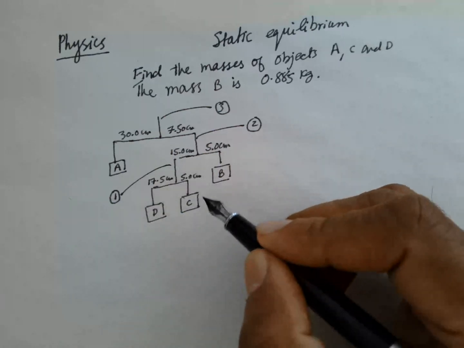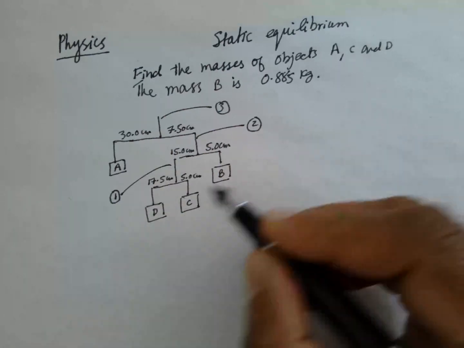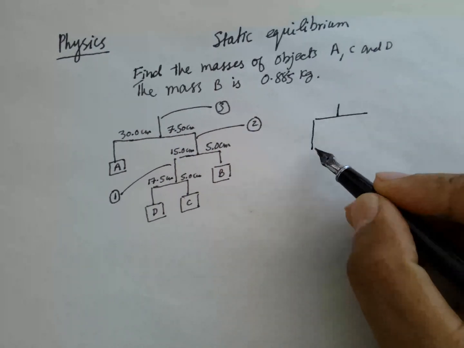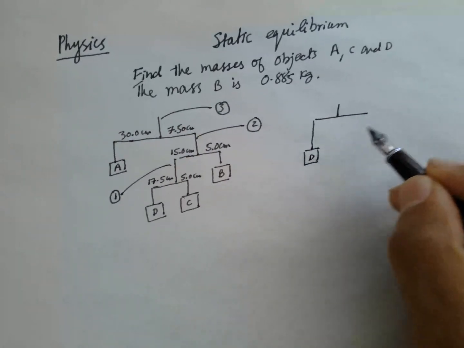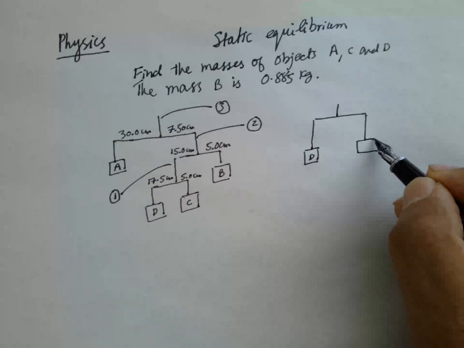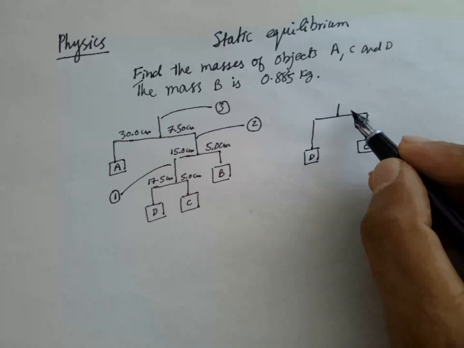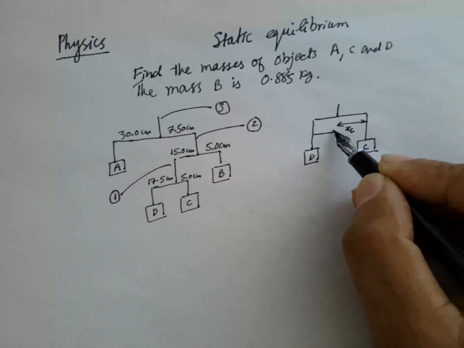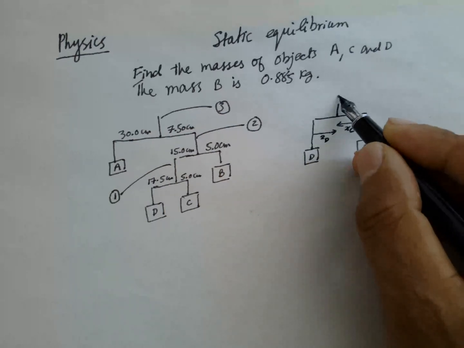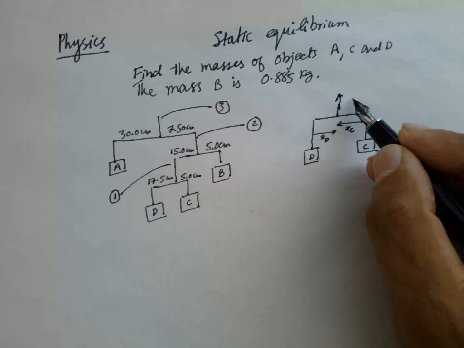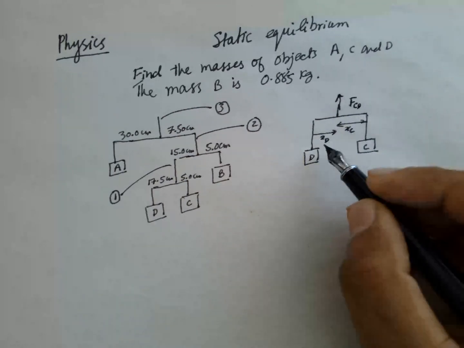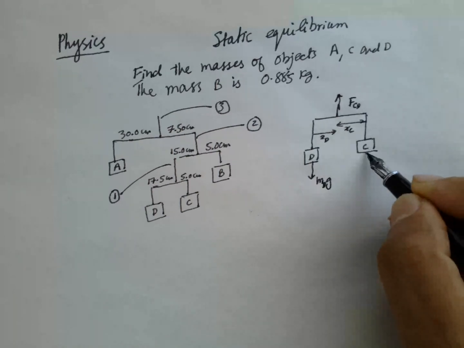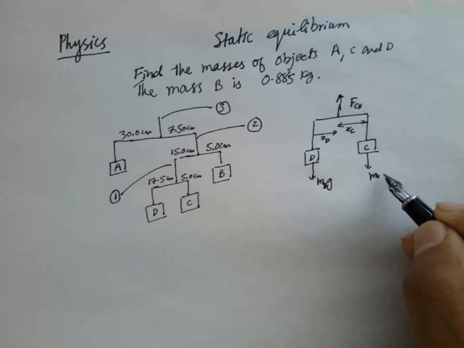So first, consider this as CD. This is D, and this is C, and this is XC, and this one is XD, and this one is FCD, and this is the downward force, which is MDG, and the other downward force is MCG.